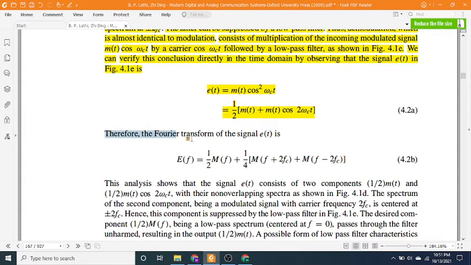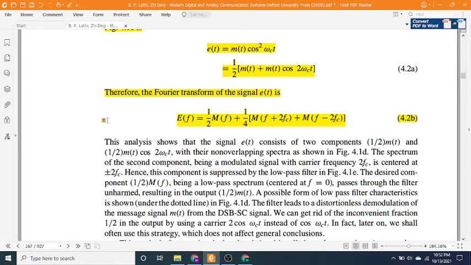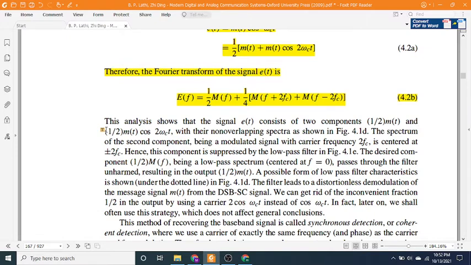Therefore, the Fourier transform of the signal e(t) is E(f) = (1/2)M(f) + (1/4)[M(f+2fc) + M(f-2fc)] (4.2a, 4.2b).